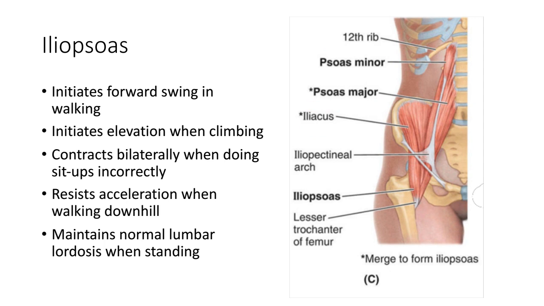The iliopsoas initiates the forward swing when walking. It also initiates elevation when climbing, so picking your leg up to climb. The iliopsoas contracts bilaterally when doing sit-ups incorrectly, so when not curling up, but instead just coming up flat backed. The iliopsoas resists acceleration when walking downhill, and it maintains a normal lumbar lordosis when standing.